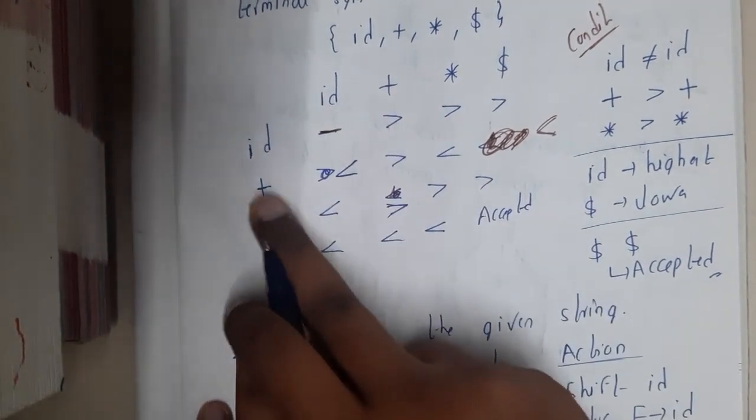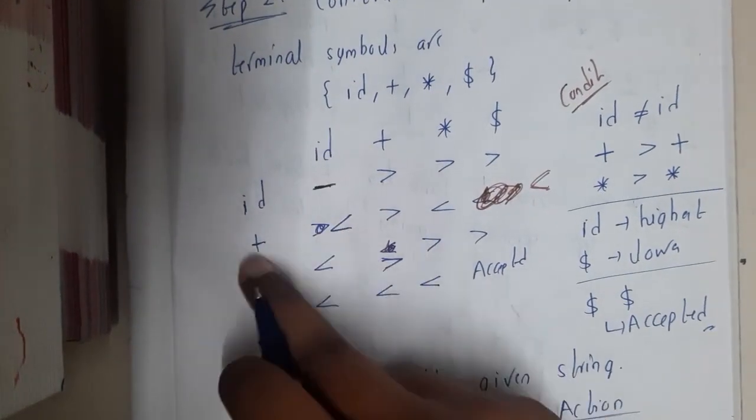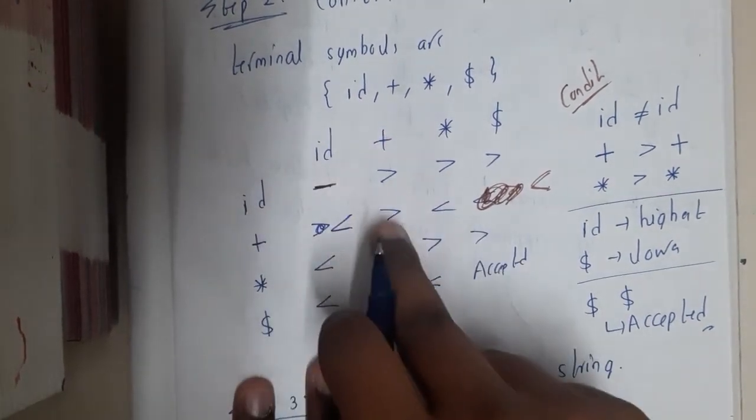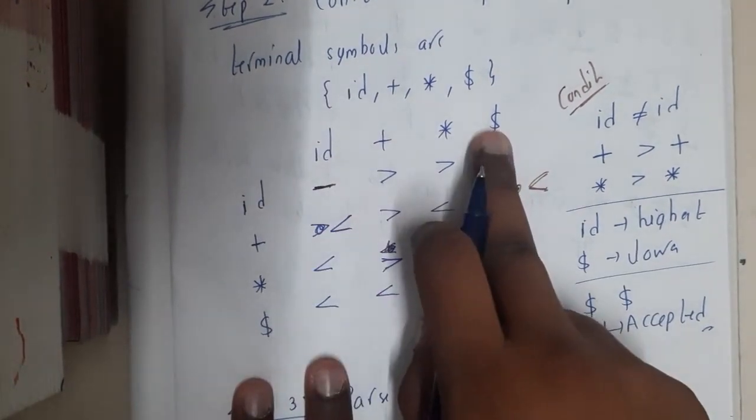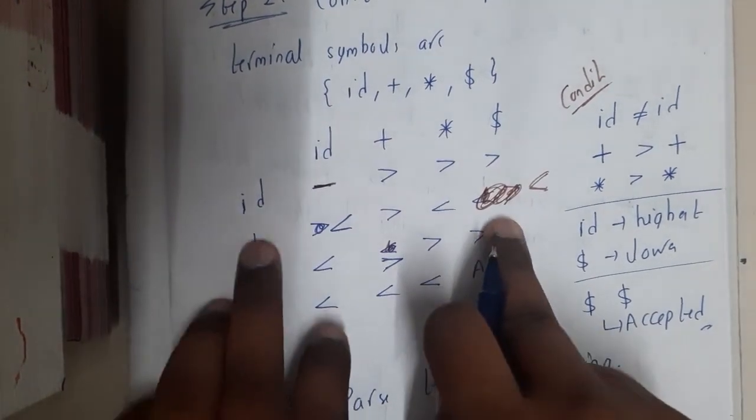I am confused with this plus. So plus with ID is greater. Plus with plus, this plus is greater. Plus with into is greater. Plus with the dollar, I think plus should be greater, guys. I'm not sure, but let it be for now. So let us now try parsing.